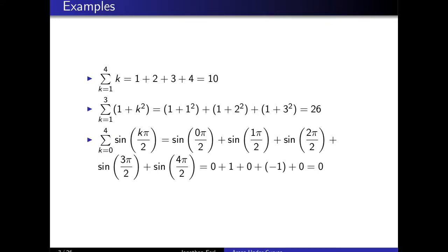We could also take a sum from k equals 1 to 3 of 1 plus k squared. So when k is 1, we get 1 plus 1 squared. When k is 2, we get 1 plus 2 squared. And when k is 3, we get 1 plus 3 squared. We add all that up, we get 26.